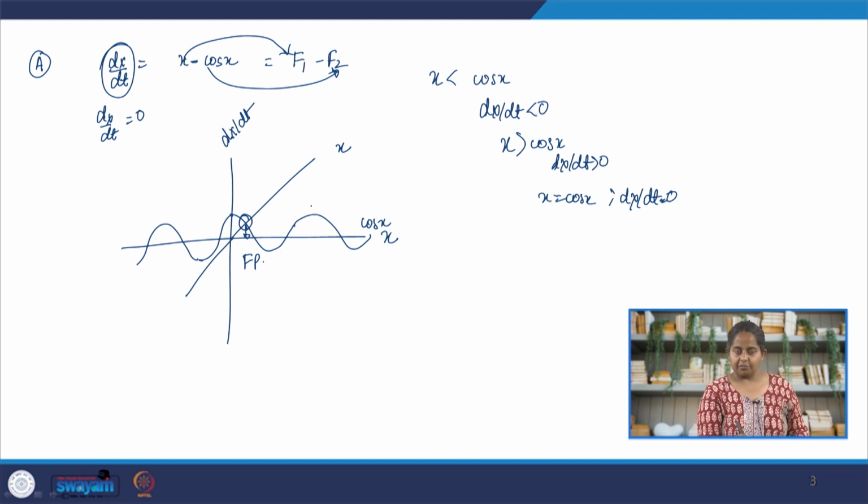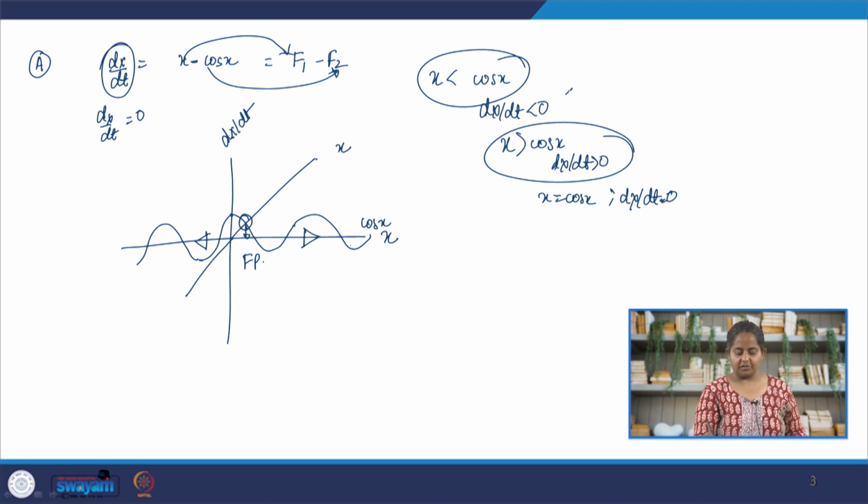On the right side of this fixed point, x is greater than cos x, which is this situation. So dx by dt is positive, so the flow here is towards the right. On the left side, the flow is towards minus infinity because x is less than cos x, which is this situation. So even without finding out the precise point where x and cos x meet, where x minus cos x is equal to 0, by plotting these two graphs separately, I can find out roughly where the fixed point is and how the behavior around the fixed point is. And also the stability of this fixed point.